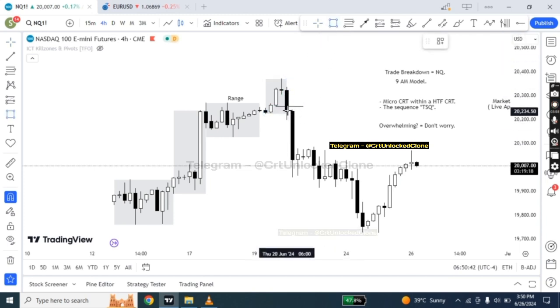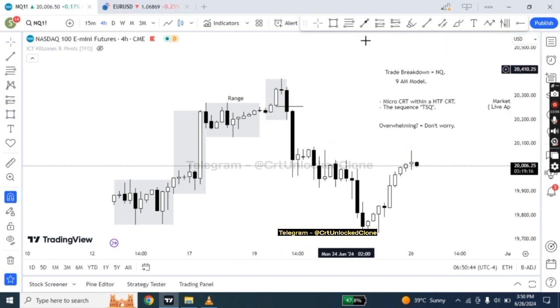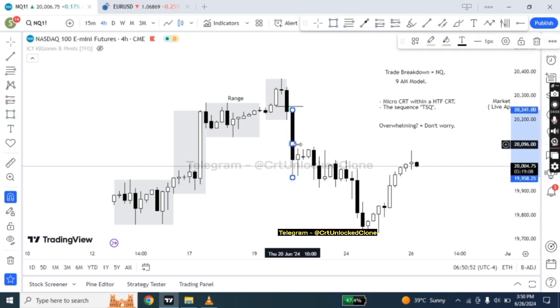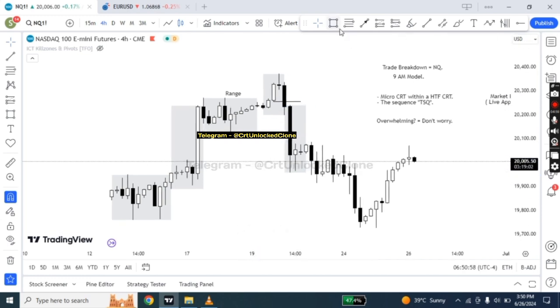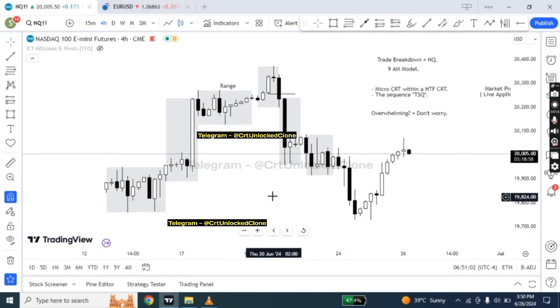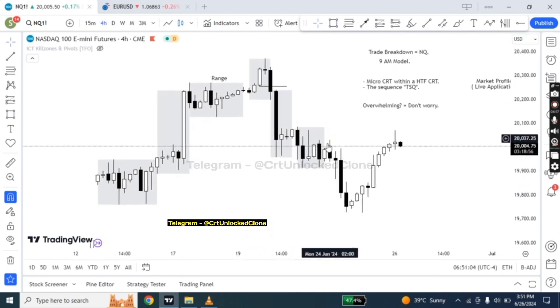And once a manipulation profile ends, we know that we're going to have only one possible outcome after that, and the only possible outcome after a manipulation profile ends is an expansion, but not just a normal expansion, an expansion in the opposite direction. And you can see that we had that expansion here, and then after that expansion we had another ranging profile, and then after that ranging profile we had another expansion, right?